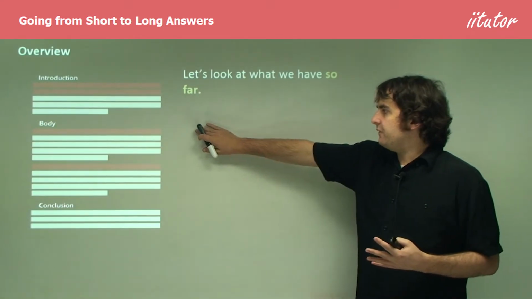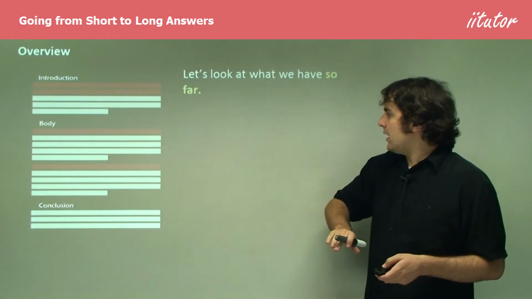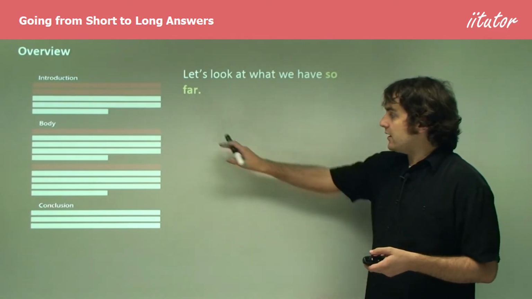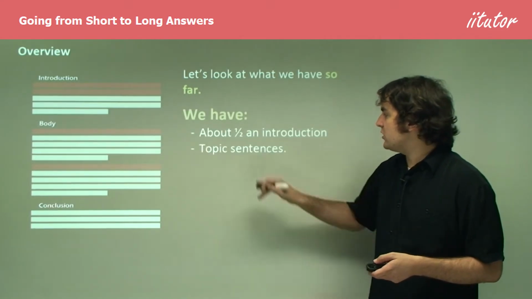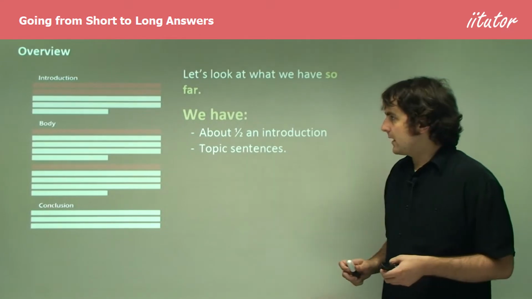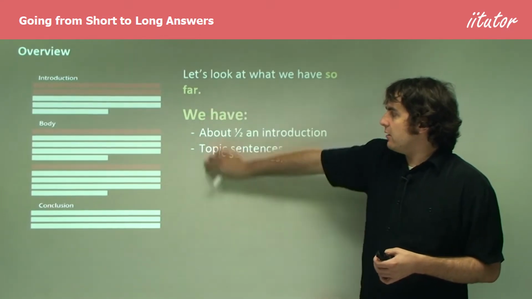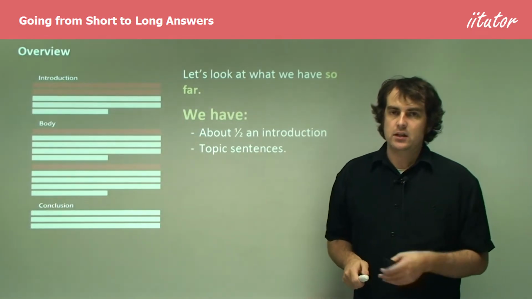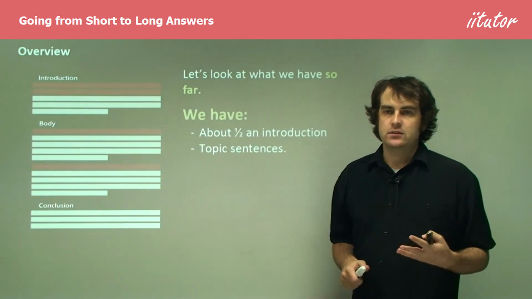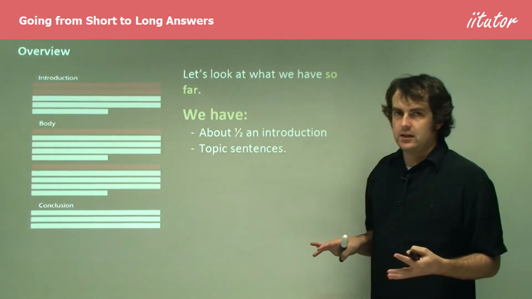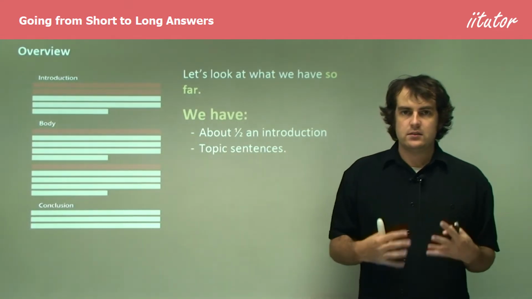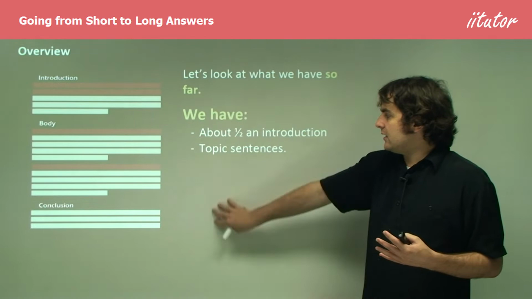We have our first part of our body, and we've got basically our two body paragraphs. So we've got half an introduction and our topic sentences. So that's our starting point. But as you'll notice from that diagram, we've got a lot of grey spaces there. We need a lot to fill in. So even though we've got some of our essay started based on what we had in our short answers, we need to now extend all of that.